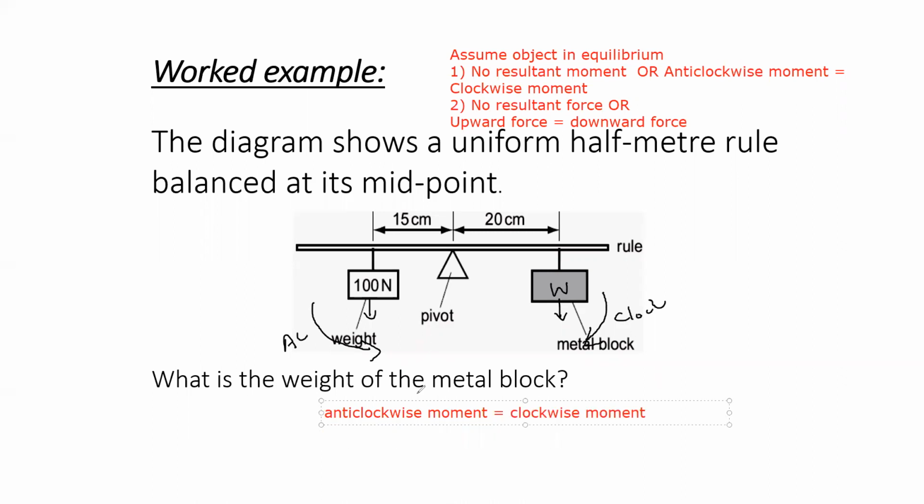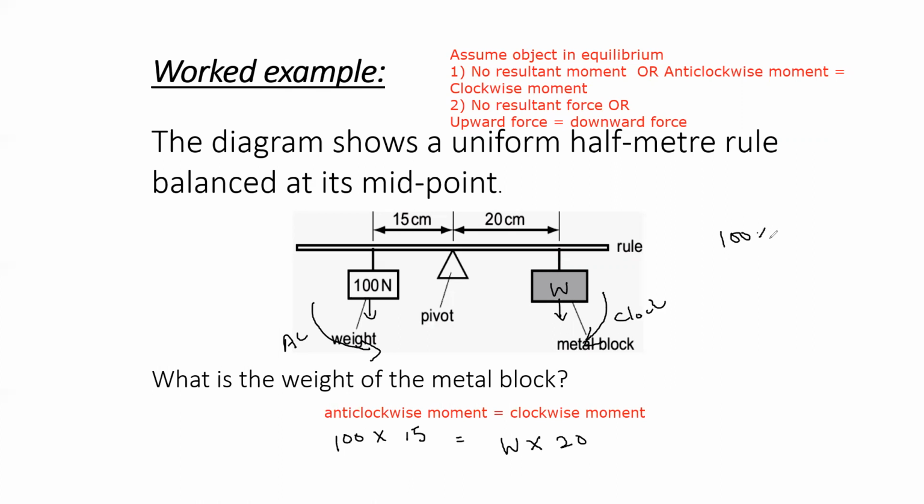So what is the anti-clockwise moment here? There's a force of 100 multiplied by distance. What is the distance from the pivot? That's 15. And the clockwise moment, the force is the weight of the object multiplied by distance from the pivot, that's 20. So when we solve this, this 20 is multiplied, on the other side it will be divided.